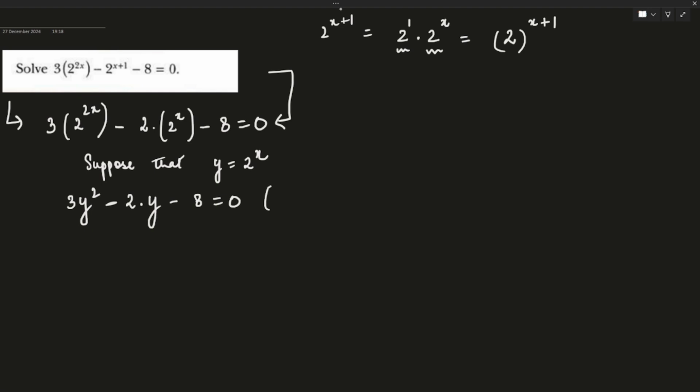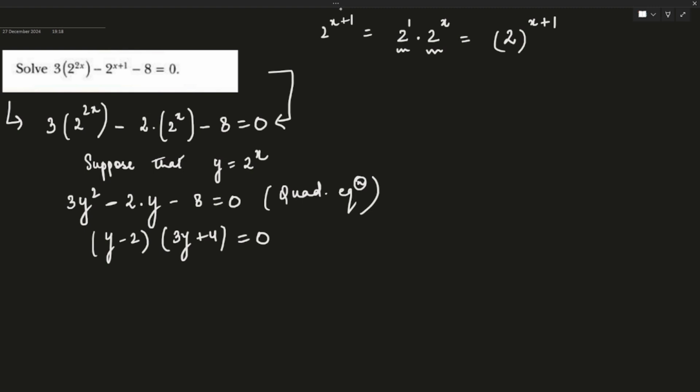So what is this? This is your quadratic equation. You can factorize it and solve for the value of y. We have a quadratic equation here, which is 3y squared minus 2y minus 8 is equal to 0. If you solve this quadratic equation for y by factorizing it, you'll get two factors: y minus 2 and 3y plus 4 is equal to 0.